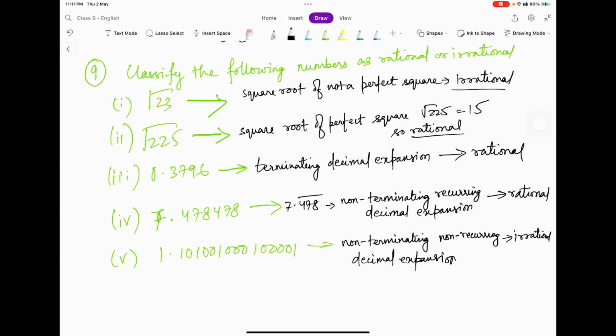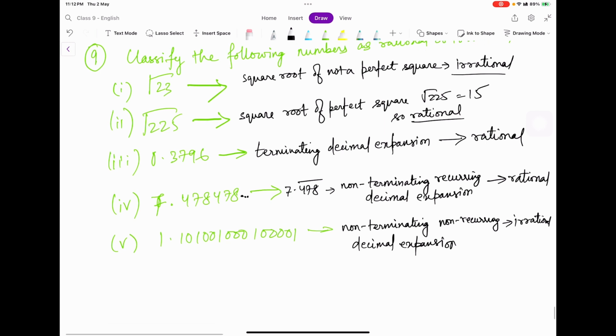You understood? This is root 23. I have already said the square root of a non-perfect square is irrational. If it is the square root of a perfect square, it is rational. If it is terminating, like 0.3796, it is a terminating decimal expansion, so it is rational. This one is non-terminating recurring. See, 478 is continuing and it will go on continuing. So it is a non-terminating recurring decimal expansion. We know that it is a property of rational numbers. Here it is not terminating and not recurring either, so it is a property of irrational numbers.